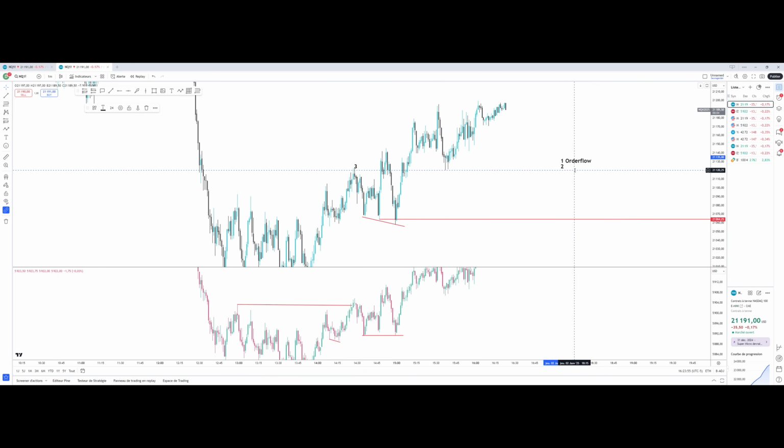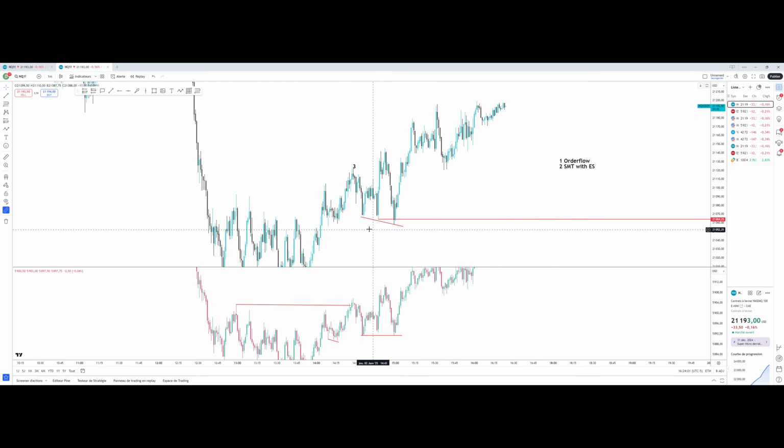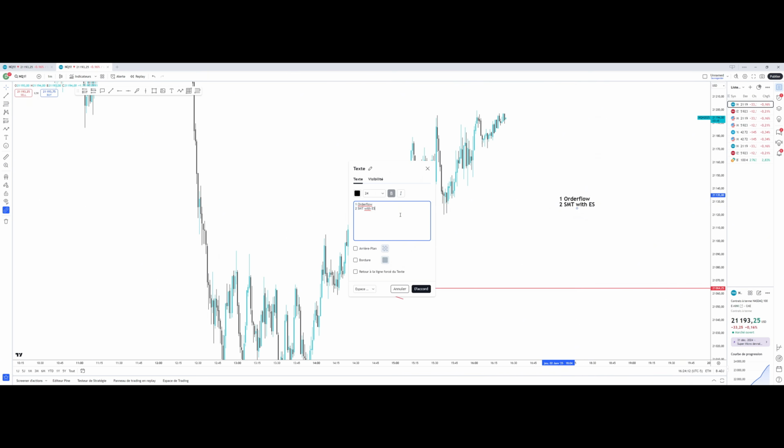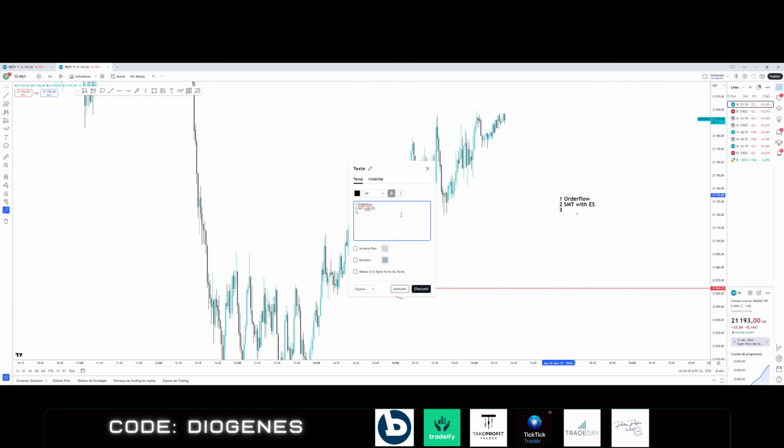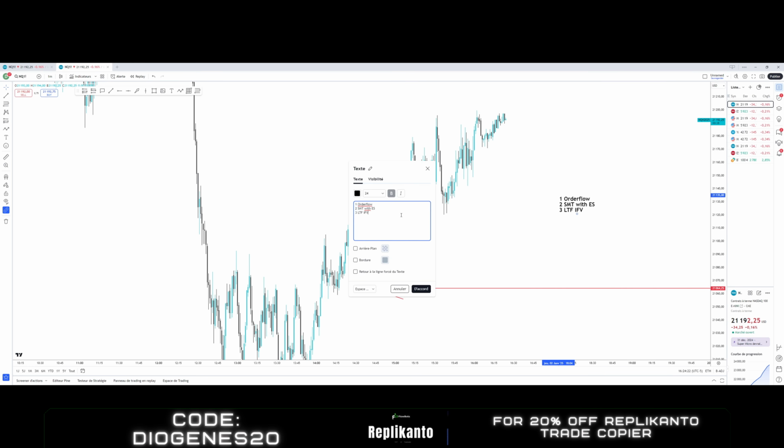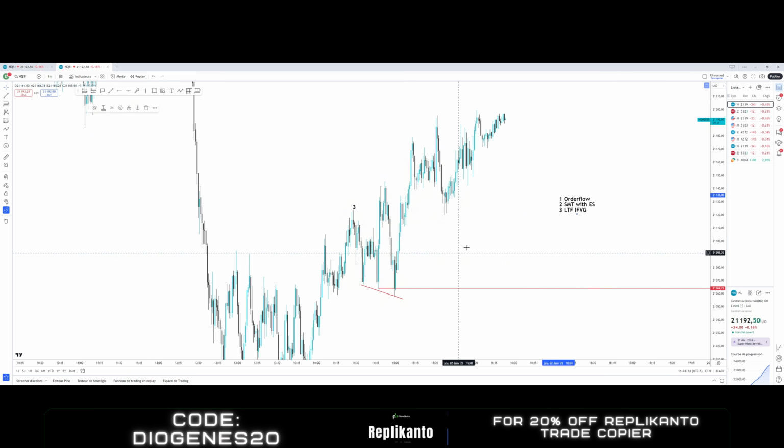Number two, SMT with yes, right? So one of them should take a liquidity while the other will not, right? Okay. Number three, lower time frame IFVG. Okay, now let me show you.